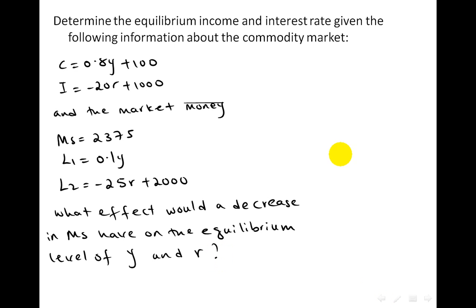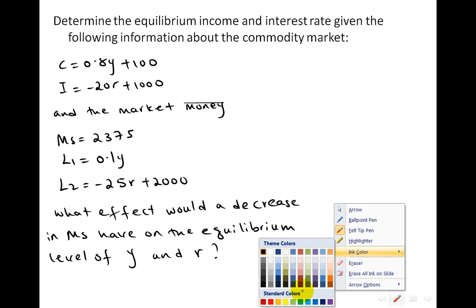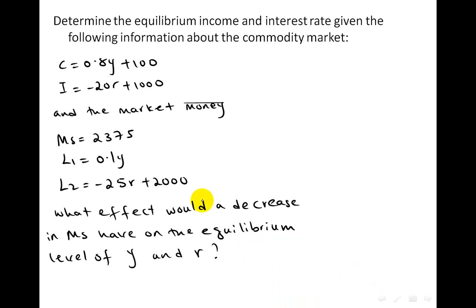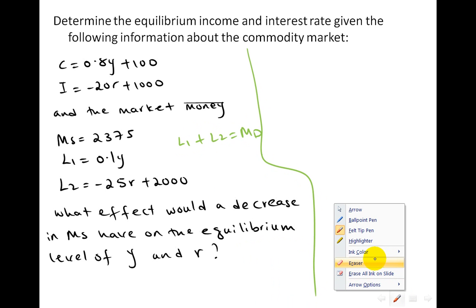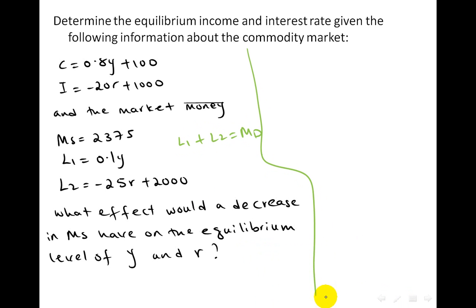First, let me tell you about L1 and L2. They are types of demand for money, where L1 plus L2 will give you the MD. As I told you, L1 plus L2 will give you the MD. If you want more details, you can go back to your book and read about these things. Okay, let's start working on this.